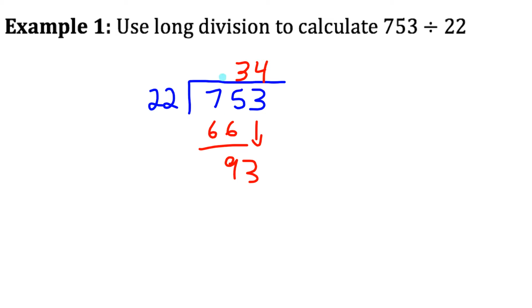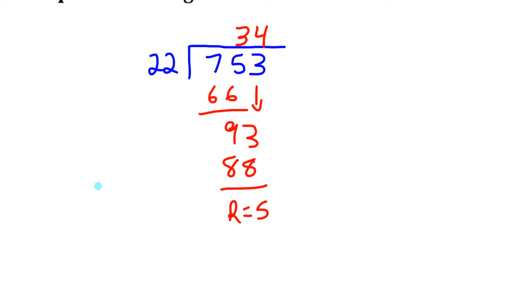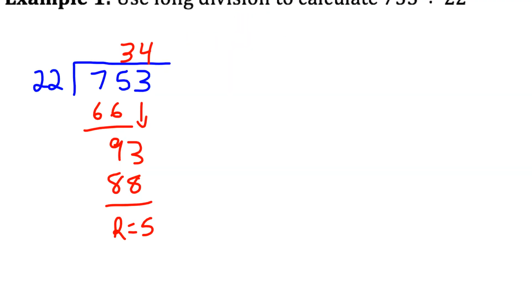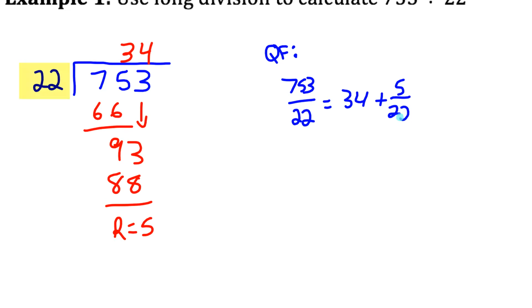Then we do the multiplying. 4 times 22 is 88. Subtract the 88 from the 93, and we get 5. And that's our remainder, since there's nothing left to bring down. And don't forget, you can write this answer in 2 ways. We could write it in quotient form by doing the dividend over the divisor. So the division that we did is equal to our quotient plus the remainder over the divisor.